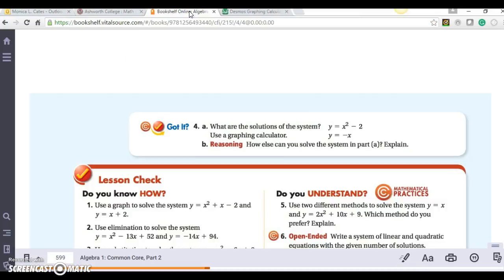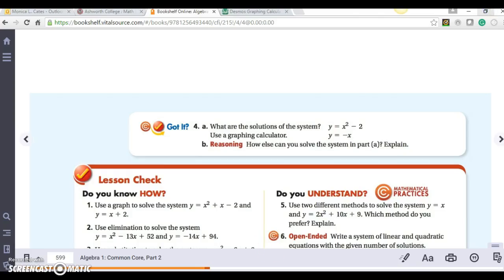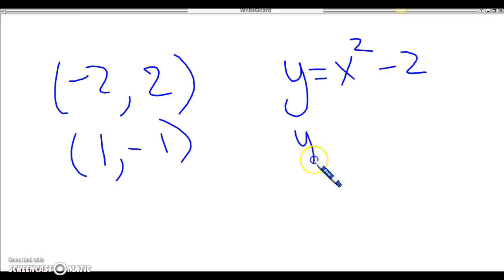And it says, how else can you solve the system in part A? Well, I can use substitution, right? I can set them both equal to each other, or I can use elimination and I can just change this sign here. So there are two other ways that I can solve that equation. Let's do one. So we have y equals x squared minus 2 and y equals negative x. Let's use substitution. It's one of my favorites.